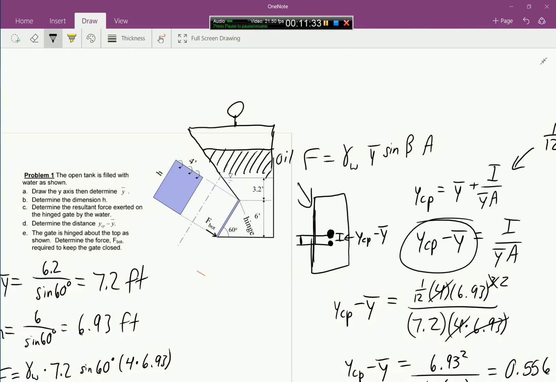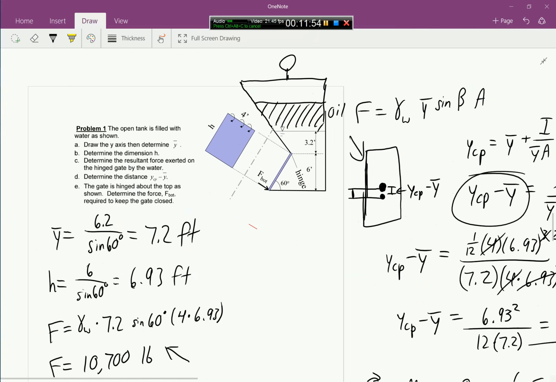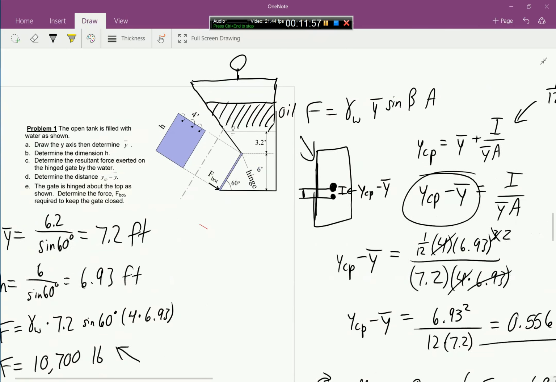Actually, no, if we wanted to make this even harder, we could make this gate some kind of different shape. We could make it a trapezoid. We could only have half of the trapezoid. We could make that gate a whole bunch of different shapes. But hopefully you understand at least the process to do this problem.